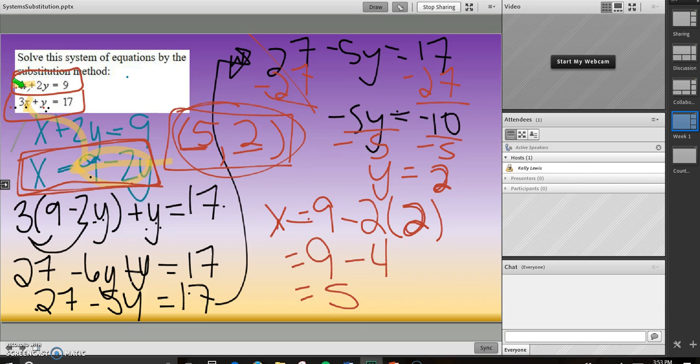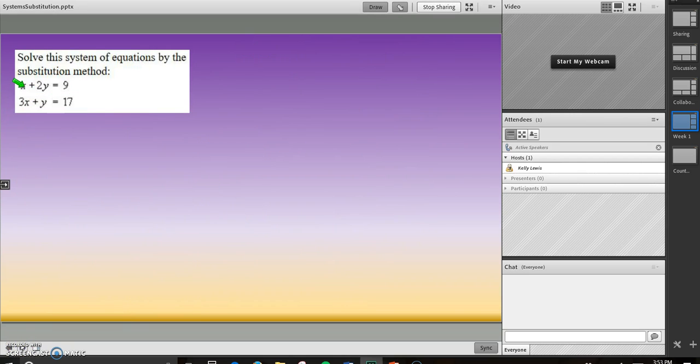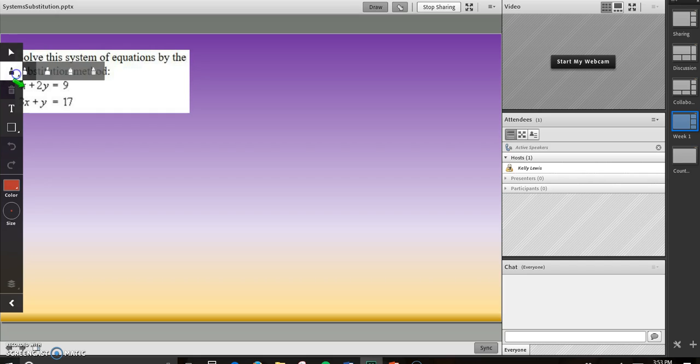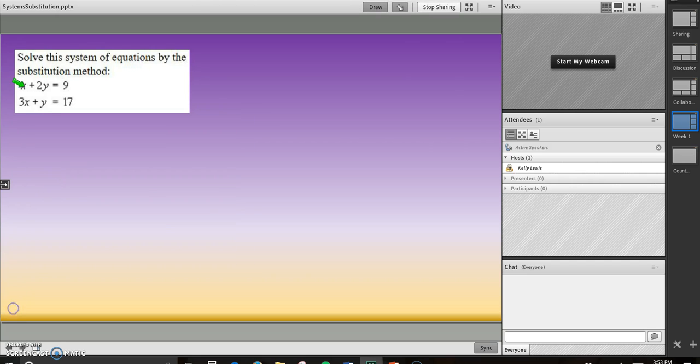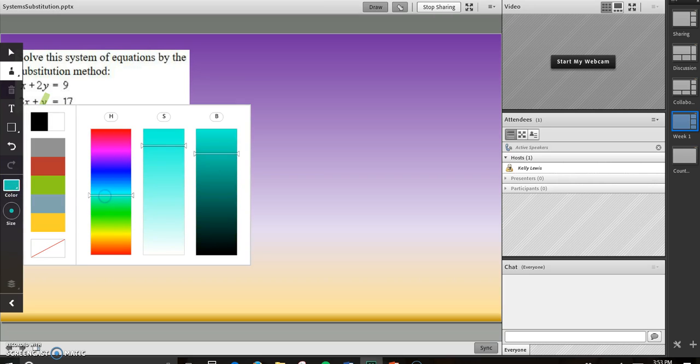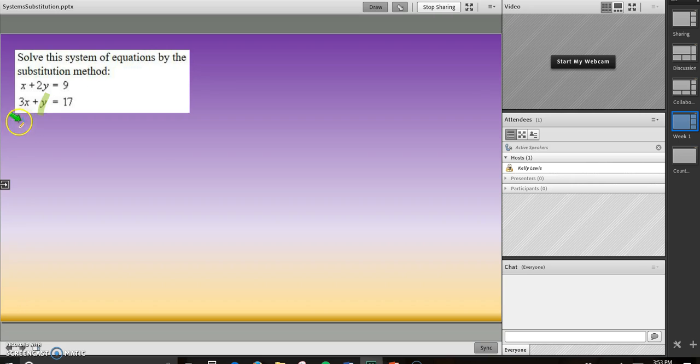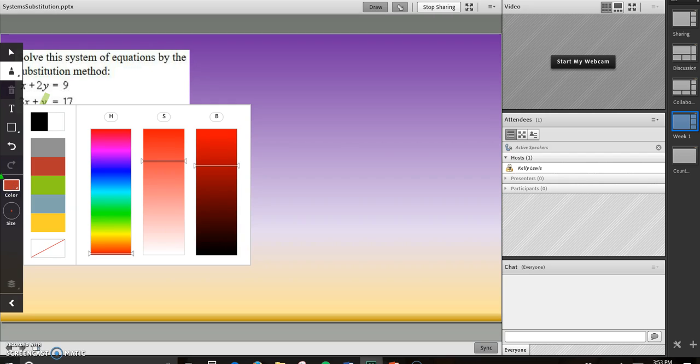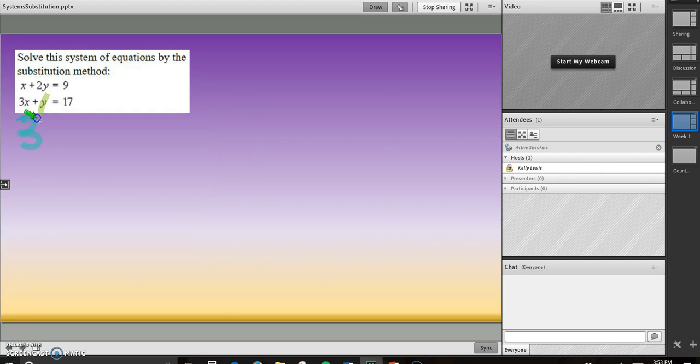And that's what I got solving for x in the top. I'm going to do this exact same problem and solve for y in the bottom and still show you that we get 5 comma 2. All right, same problem, except now I'm going to solve for y. So 3x plus y equals 17. I want y by itself, so I'm going to subtract the 3x on both sides.